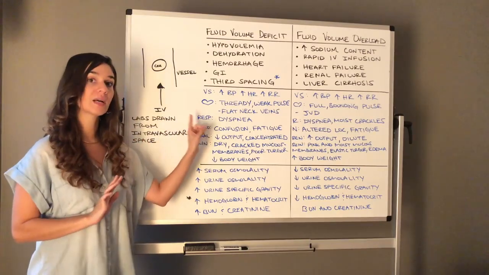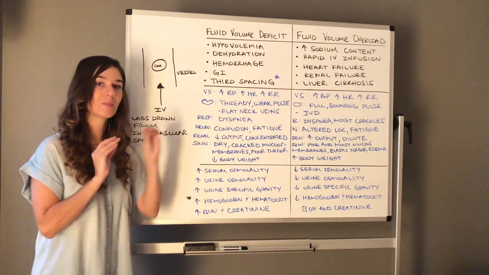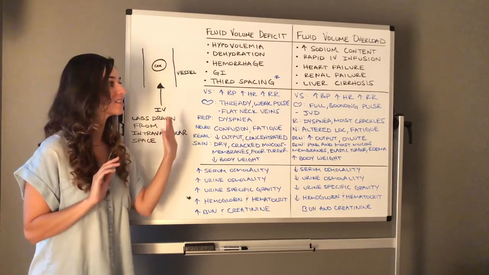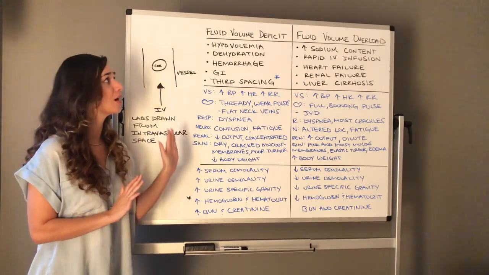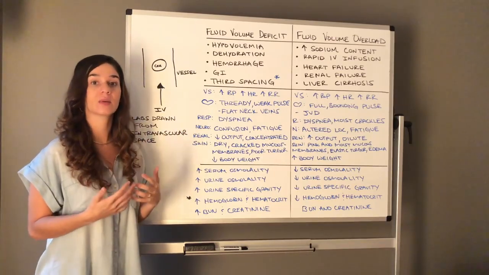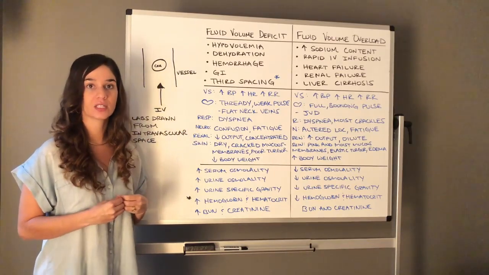So again, third spacing is considered fluid volume deficit, but I just want to put a star by it. It doesn't typically mimic all the assessment data I'm going to talk about. So let's talk about fluid volume deficit and assessment. How could our client potentially look?